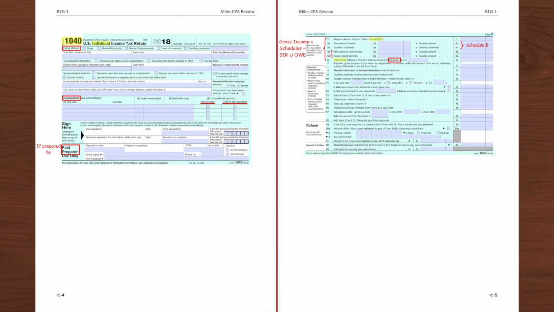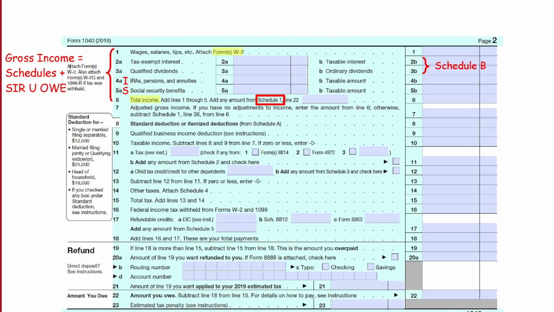Back again to page 5 on line number 1, where we've got wages, salaries, tips, etc. Right, W. So that's the W of OWE.